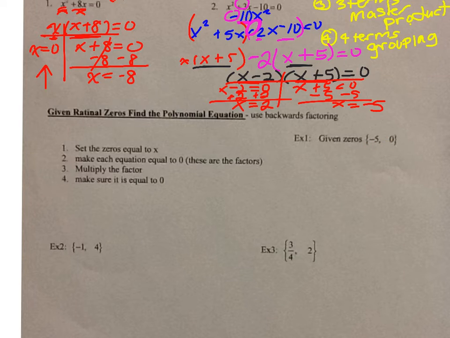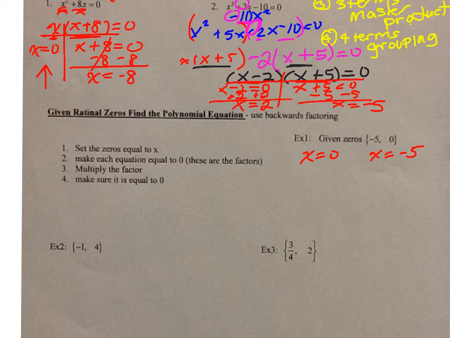So take a look at this problem right here. The last step I had was that they were equal to x. So that's what I'm going to do first. Set the zeros equal to x. So I'm going to put the 0 on the left. X equals 0 and x equals negative 5.